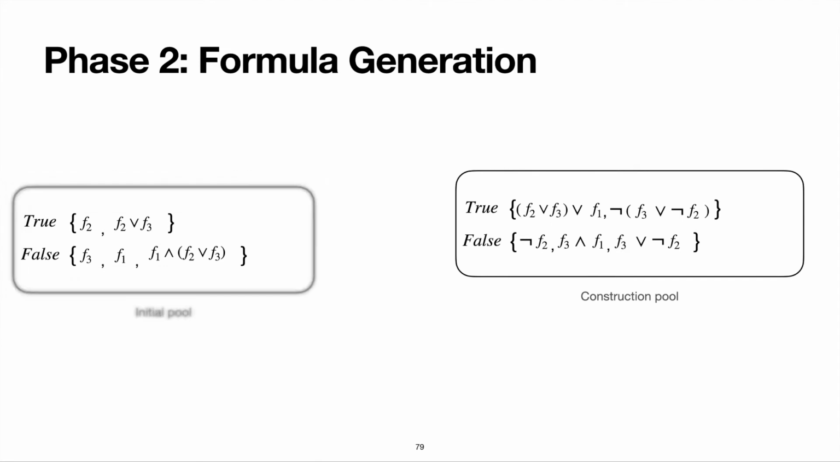So in essence, the second phase enriches the set of existing formulas in the initial pool to generate new ones without requiring a complete grammar for all syntactic constructs. Instead, we use a minimal but functionally complete grammar for Boolean formulas. This significantly simplifies formula generation without sacrificing expressiveness.